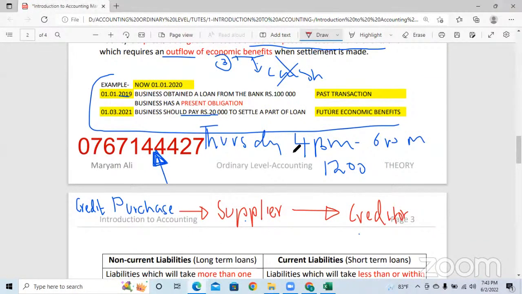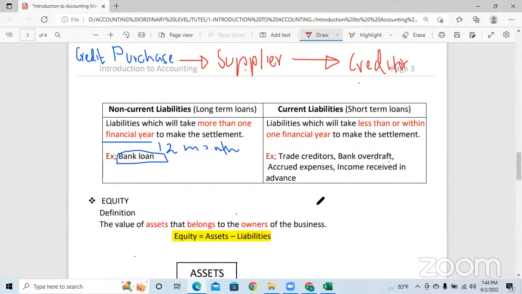Better you write that economic benefits will inflow and outflow. Better you write like that.